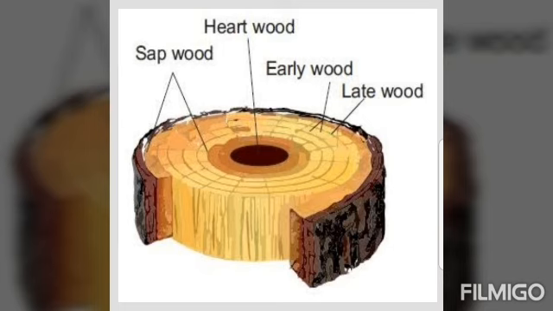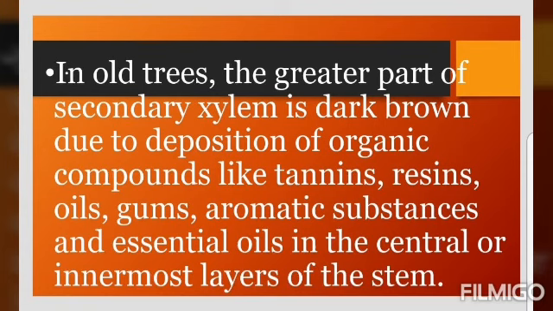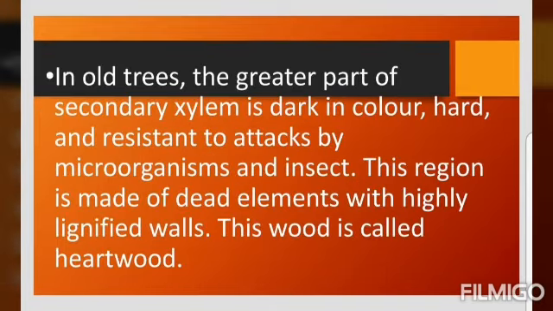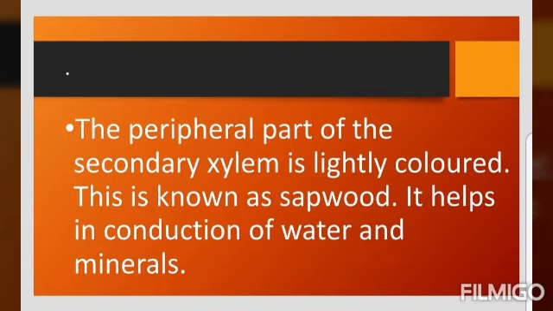In old trees, the greater part of the secondary xylem is dark brown due to deposition of organic compounds like tannin, resin, oil, gums, aromatic substances, and essential oils in the center or innermost layer of the stem. These substances make it hard, durable, and resistant to attacks of microorganisms and insects. This region comprises dead elements with highly lignified walls and is called heartwood. The heartwood doesn't conduct water, but it gives mechanical support to the stem.